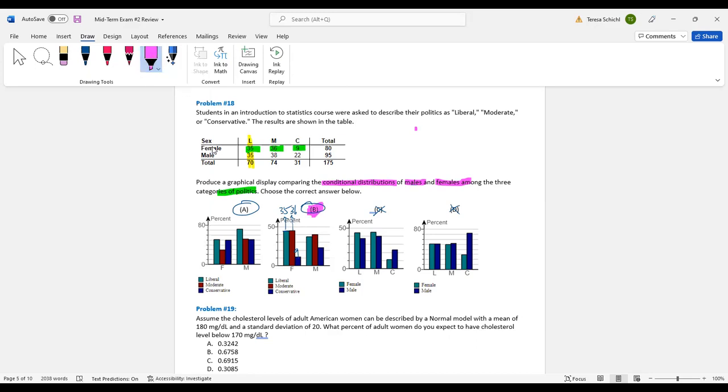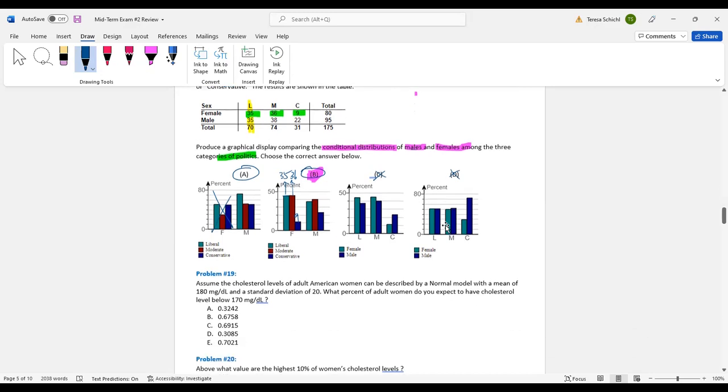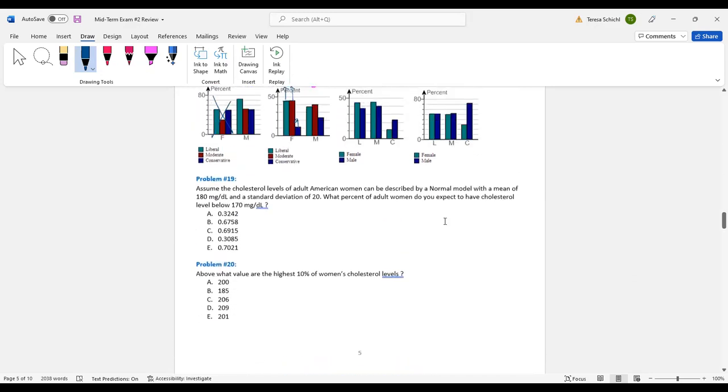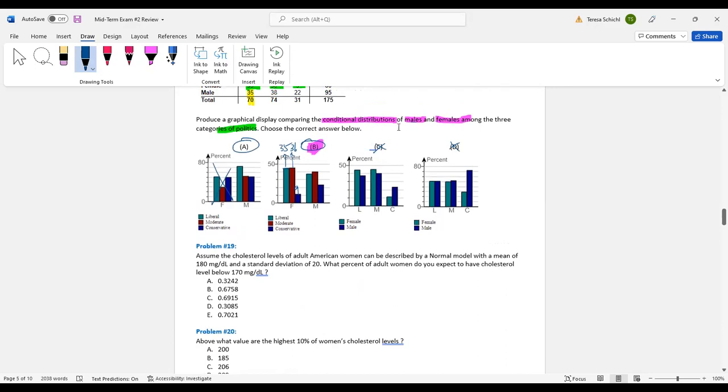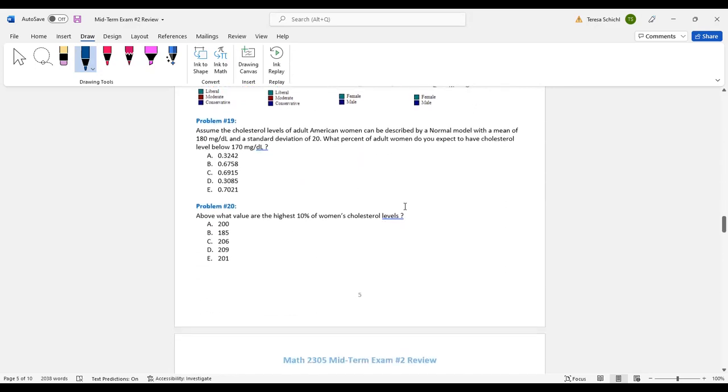Even though A has both the female and the males, the numbers don't match. For example, here the liberal is higher than the moderate. That's not right, because the female's liberal is a little bit less than the moderate. So I know this one is not correct. The correct answer will be B here. Okay, so be very careful. When you read this, you need to see which one is which.